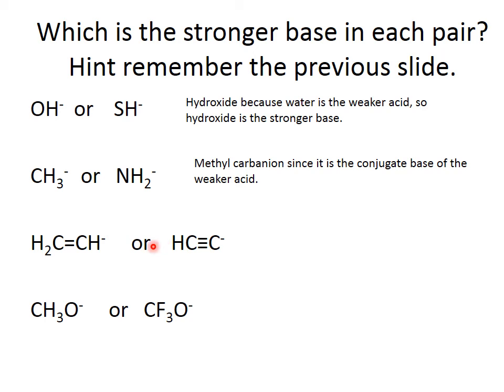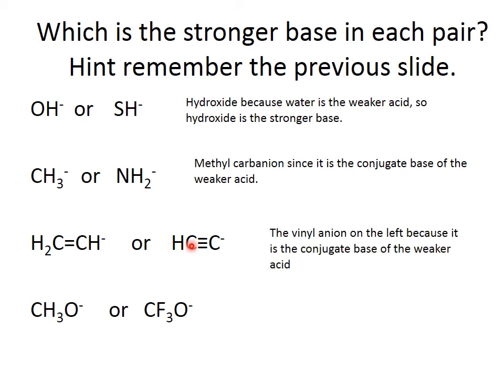If I look at these two, the conjugate acid of this base right here was the weaker acid. So this is the stronger base. The conjugate acid of this was acetylene. It was the stronger acid, so this is a weaker base. If I look at trifluoromethanol, it was the stronger acid, so this is a weaker base. Methanol was the weaker acid, so this is a stronger base.